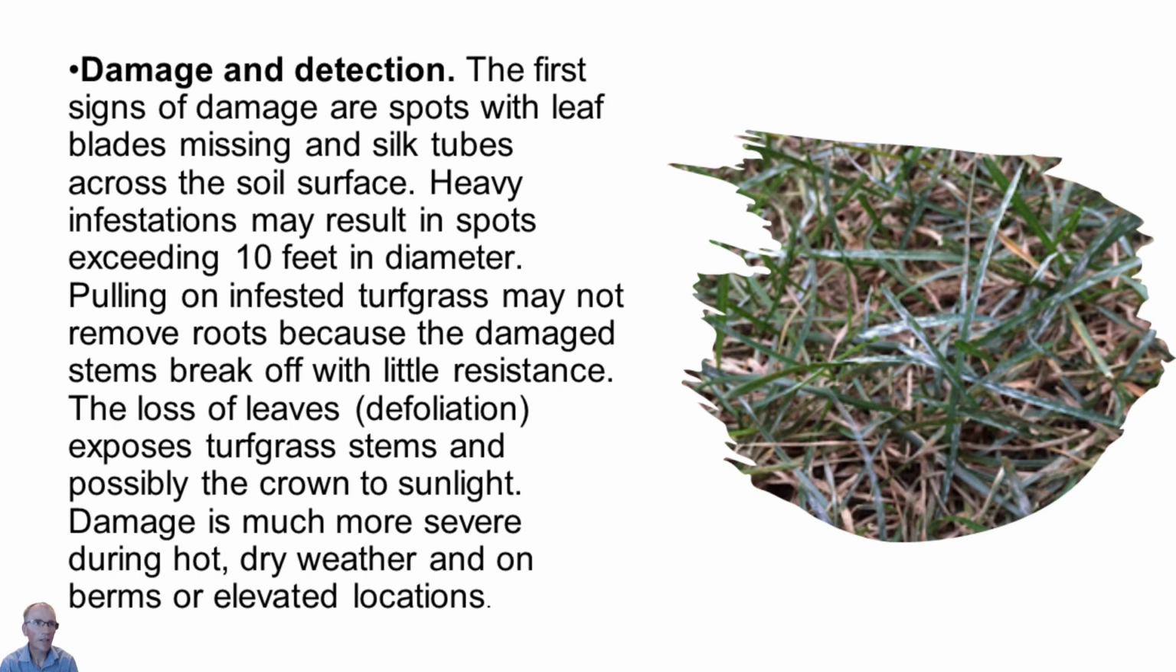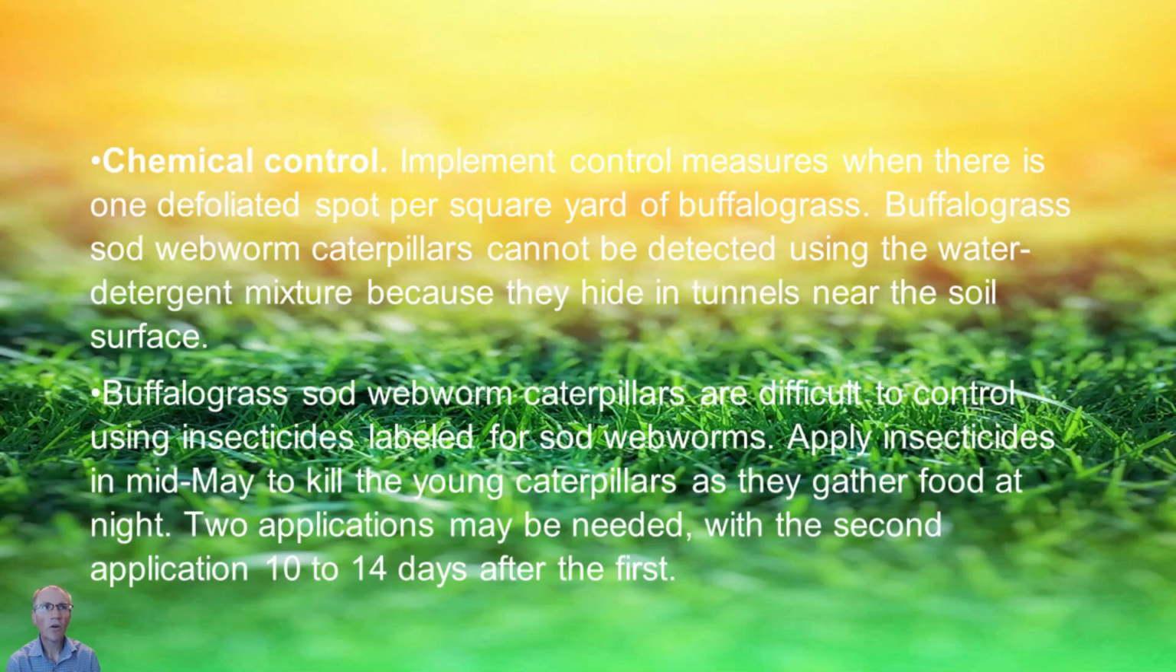Pulling on infested turf grass may not remove roots because the damaged stems break off with little resistance. The loss of leaves, defoliation, exposes turf grass stems and possibly the crown to sunlight. Damage is much more severe during hot, dry weather, on berms, or elevated locations. Chemical control. Implement control measures when there is 1 defoliated spot per square yard of buffalo grass.